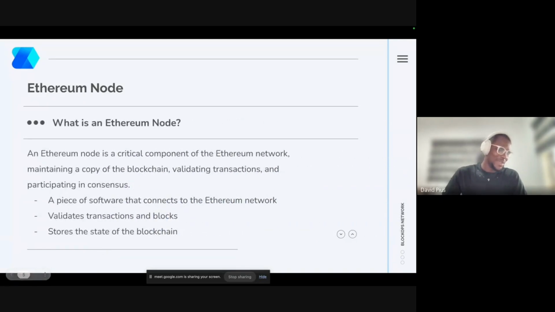Yeah, so this is the topic of today. So what's an Ethereum node? I want to first say these things are not rocket science, right?